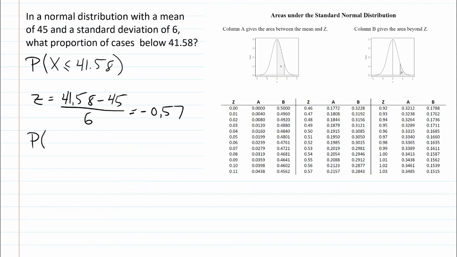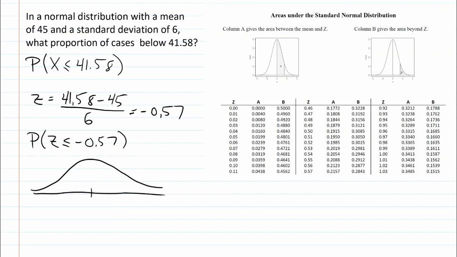So now I can look up the probability that z is less than or equal to negative 0.57. And if I draw a picture, again, I'm on the left side, or the negative side, negative 0.57. Because the distribution is symmetric, the area above 0.57 is the same thing as the area below negative 0.57. So what I'm interested in is this particular area here, the area below negative 0.57. If I find a z of 0.57 in the table, I'm here, and I will go to column B because I want the area beyond z, and that's going to be 0.2843. So that probability is going to be 0.2843.